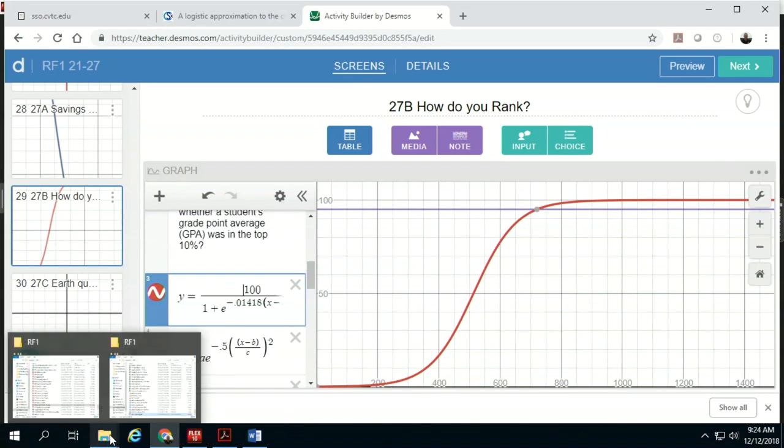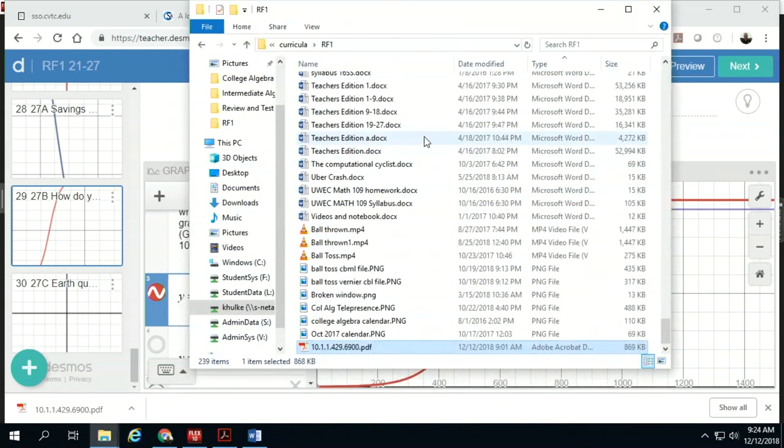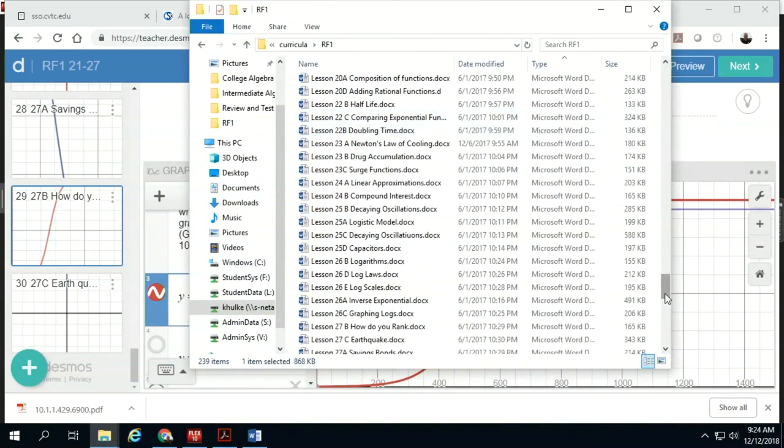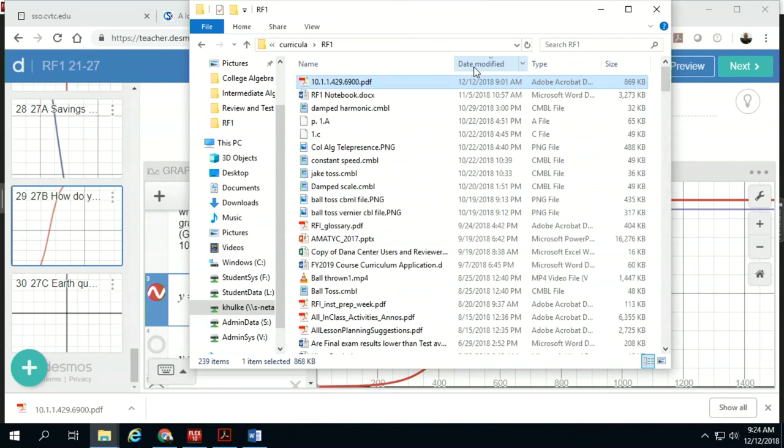Notes. Now you might have this page already, but just in case you don't, let's make one more page worth of notes.